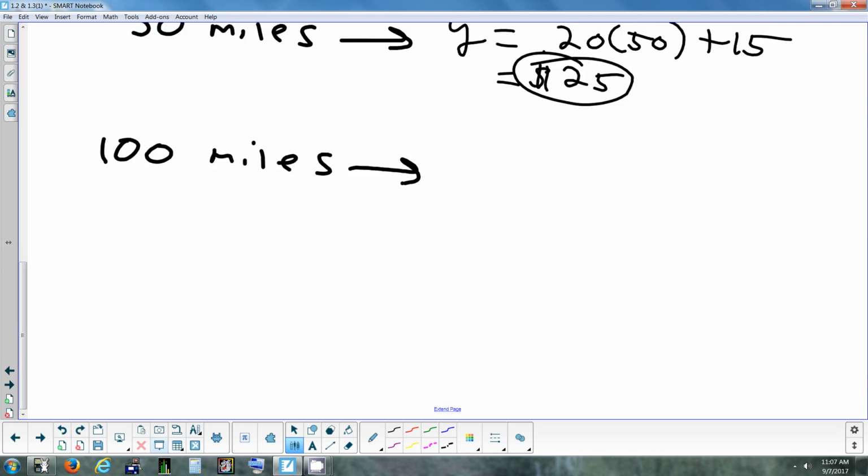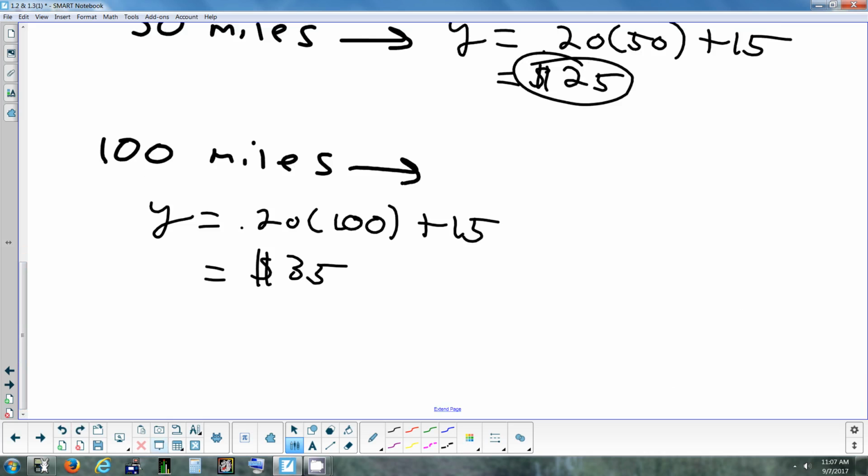So sometimes people think of a shortcut like that in their head. They're like, oh, double the miles, double the cost, $50, move on. But think about it a little more carefully. You can't do that. All right, so 0.2 times 100 plus 15. Yep, 0.2 times 100 gives you 20, plus 15 is $35. Okay, any questions on that?